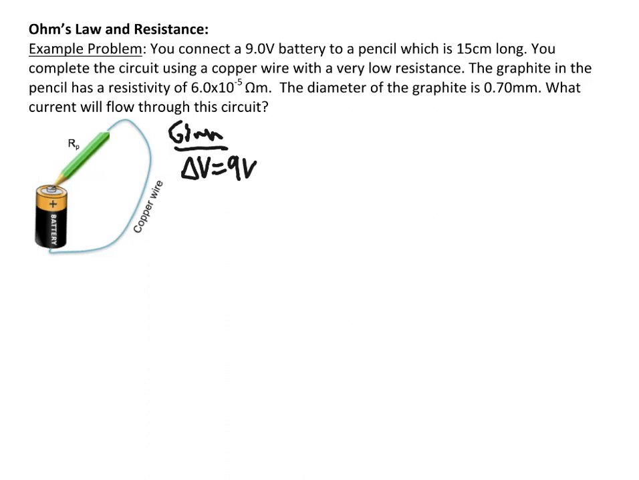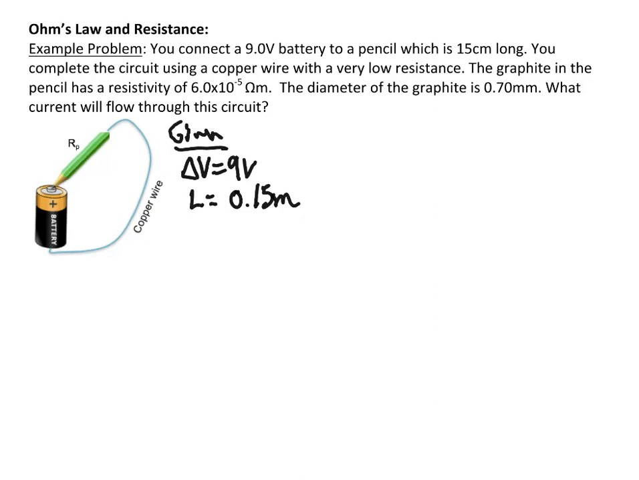And I have this pencil here, which is 15 centimeters long. The length of my pencil, and the pencil is essentially going to be a resistor here, is 0.15 meters. We'll convert that into SI units right away. We complete the circuit using a copper wire, and copper is a really nice low resistivity kind of thing. So copper wire, we'll just assume it has like no resistance. So the only resistor in this circuit is going to be the pencil.